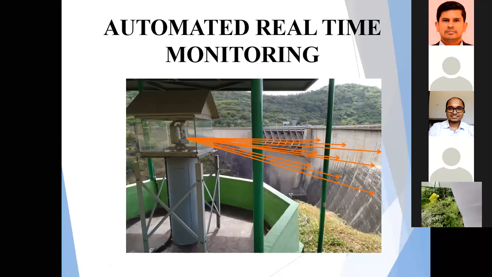This is how it works. From one side, we are taking readings from the respective prisms, and from the other side also we are taking. Actually, we are taking real-time coordinates of each prism. So we have initial coordinates, we have current coordinates, so we can correlate them and get the 3D movement of the dam.